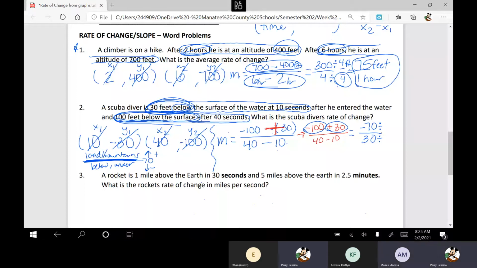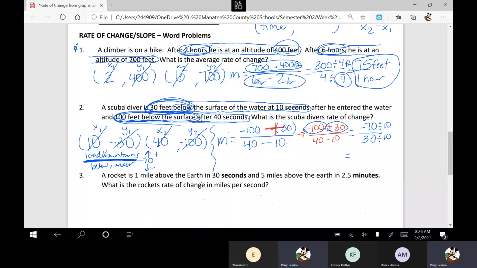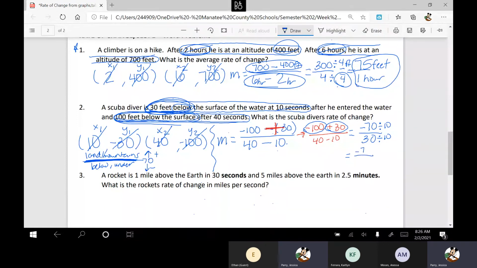10, 10. You are right. Divide top and bottom by 10. So then we can get our final answer. Negative 70 divided by a positive 10 is negative 7, over 30 divided by 10 is 3.